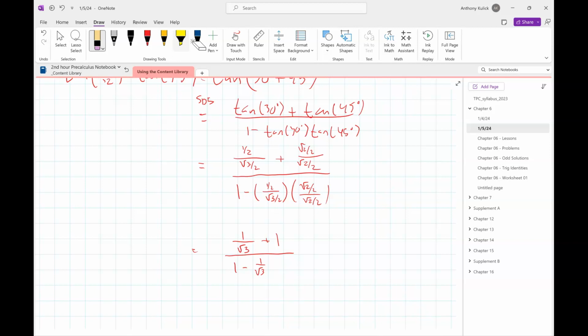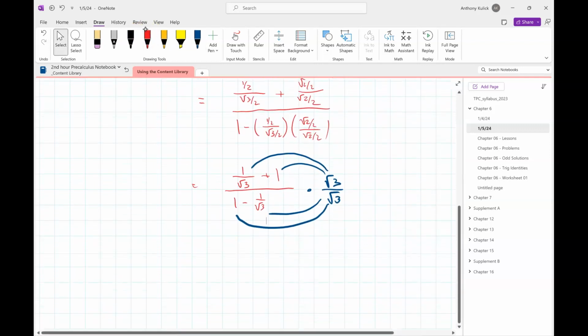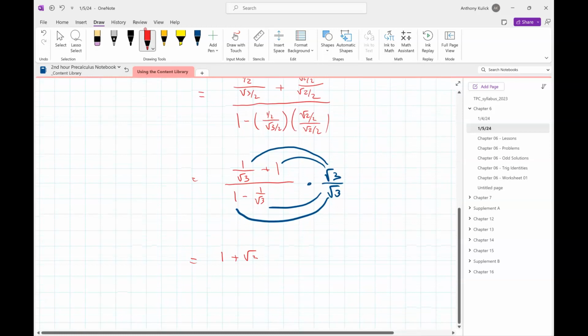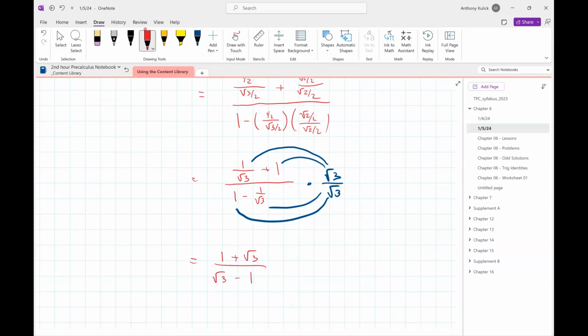Now, when I look at this answer, there's two things I don't like about this answer. What are the two things? Fractions, and... Yeah, I have fractions inside of fractions, yuck, and then I have radicals in the denominator, right? Let's take care of the fraction inside a fraction part first. So to get rid of that, I'm going to multiply the top and bottom by root 3. So when I do that, I get 1 plus root 3 over root 3 minus 1.